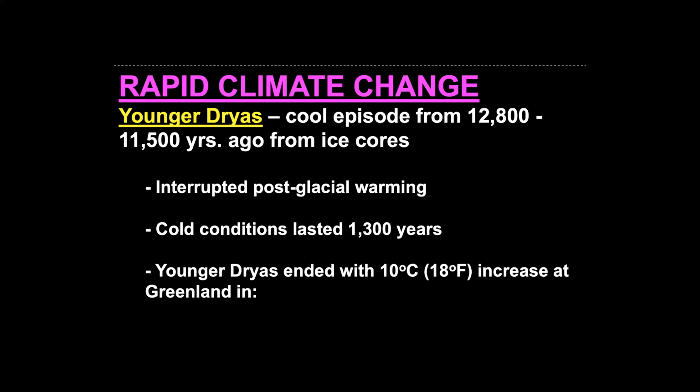Rapid climate change. This is about the period from 12,800 years ago to about 11,500 years ago. It's called the Younger Dryas. It was a cool episode which interrupted the post-glacial warming that had been happening for a while. Conditions lasted for a little bit over a millennium, and then it went right back to warming again. The end of the Younger Dryas saw about 10 degrees of warming in a few decades, which is significant. That's enough to melt a significant portion of Greenland, which of course would raise sea levels by several meters.